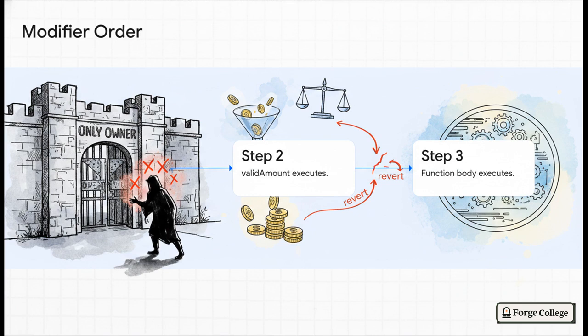Let's trace this timeline. If you attach onlyOwner first and validAmount second, Solidity executes them sequentially from left to right. The crucial point here is this. The very first guard to fail will slam the door, period. If a non-owner tries to call this function, step 1 evaluates to false. The transaction immediately reverts with not owner. The system doesn't even bother waking up the validAmount guard for step 2. It just short circuits. So a pro tip, always put your cheapest or most restrictive checks, like who is calling, first before running complex validations on what they're doing.